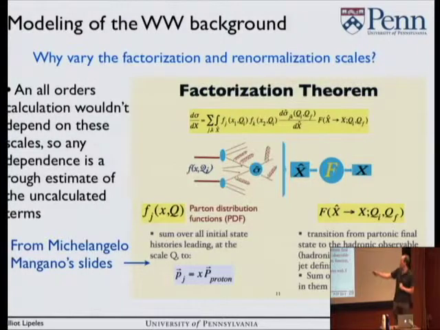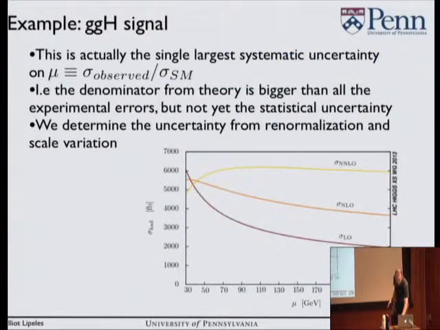If I did this to all orders, it wouldn't matter where I factorized what was in the PDF and what was in the hard scattering and what was in the parton shower, but I don't do this to all orders. So by varying these things, I'm getting a rough estimate of what the uncalculated terms are. And so that's the idea behind that variation, and it's a very common procedure.